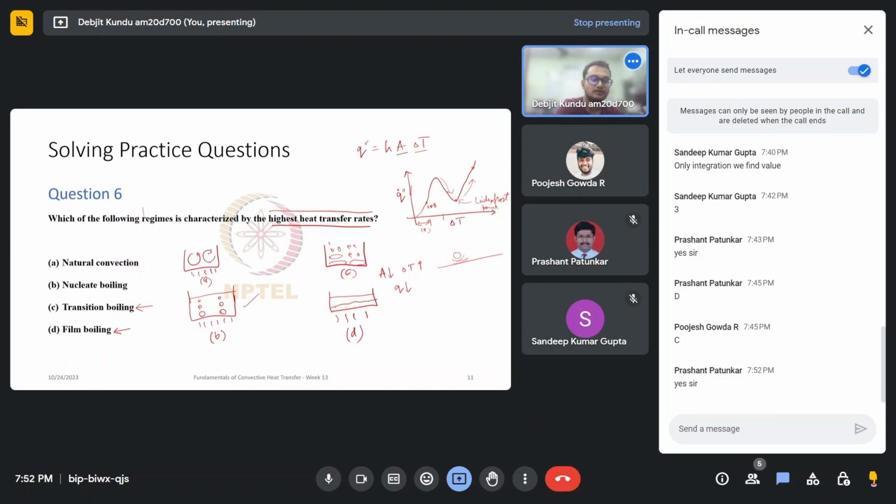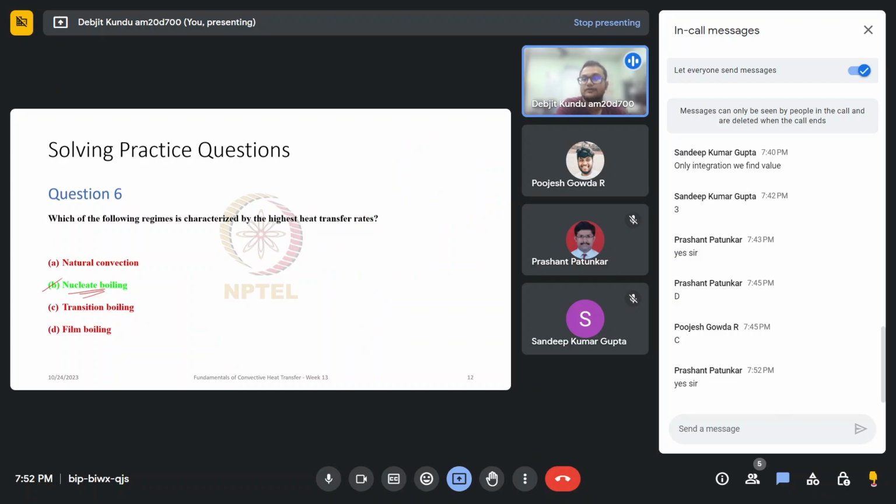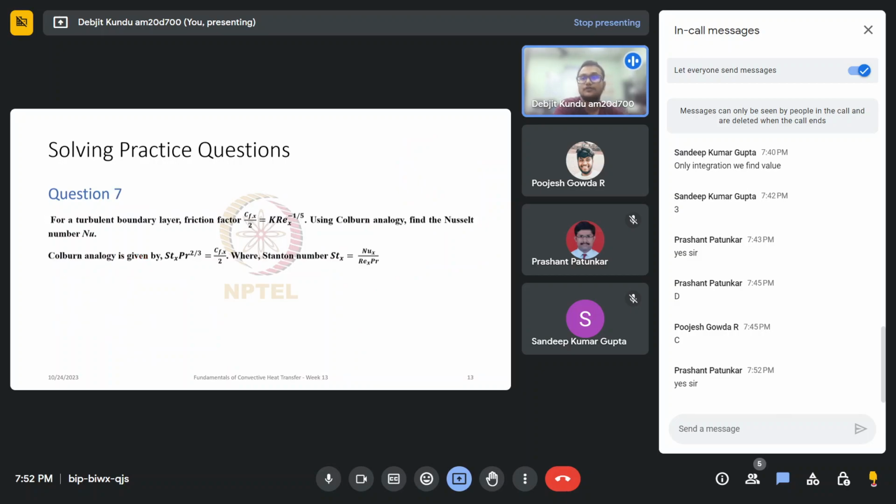Okay. All right. So we are done with question number 6. We will move on to question number 7 now, which is asking us about a turbulent boundary layer. Now we had one week where we discussed turbulence. So for this question, it's given to us that for a turbulent boundary layer, the friction factor is given by Cfx by 2 is equal to some number k into Reynolds number to the power minus 1 by 5.